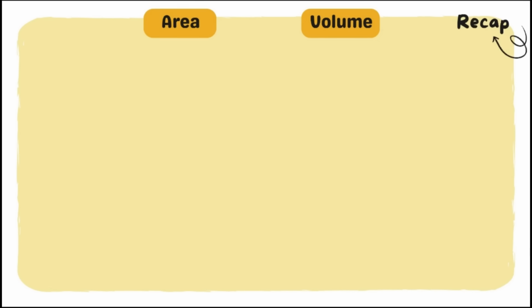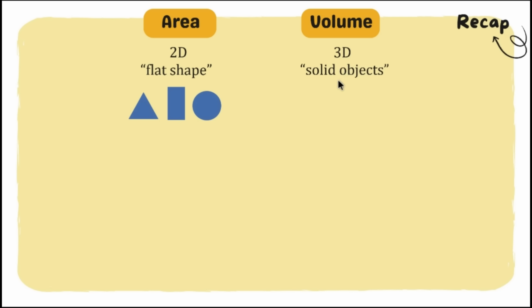Alright, so what is the difference between area and volume? Area is the amount of two-dimensional shape or 2D within a flat surface, or what we call flat shapes such as triangle, rectangle, and a circle. While volume is the amount of space of a three-dimensional space, or what we call solid objects, like for example, cube, cylinder, and a sphere.